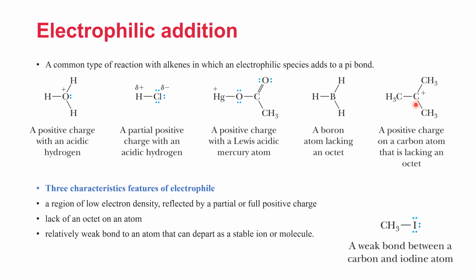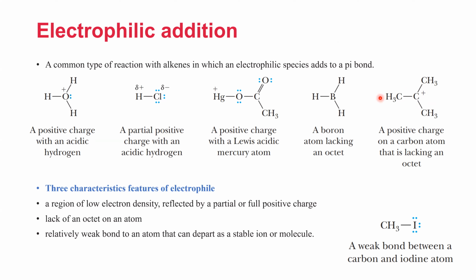This type of carbon which is having the positive charge is called carbocation, and that is very much important in our mechanistic studies, and we will talk about how the carbocation species are deciding the rate determining steps, and in our next courses, maybe 261 or organic chemistry 1 and 2, how they are moving towards the mechanistic substitution and elimination reactions. So a positive charge on a carbon atom that is lacking an octet.